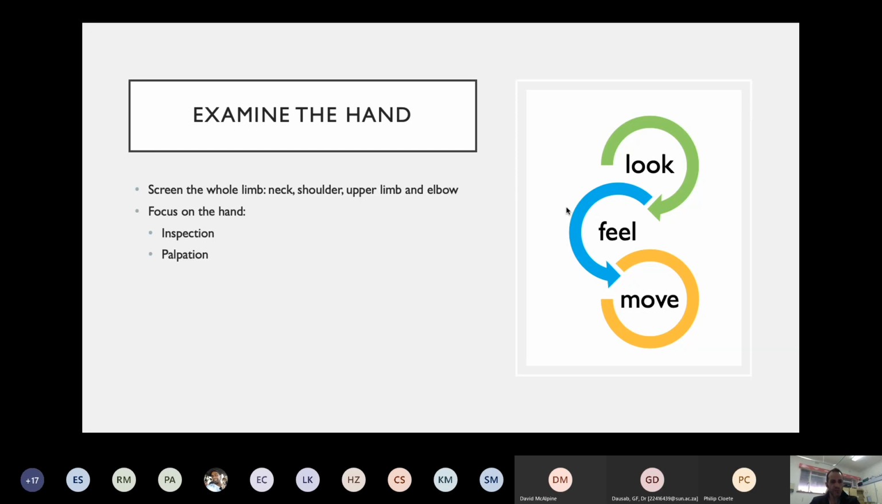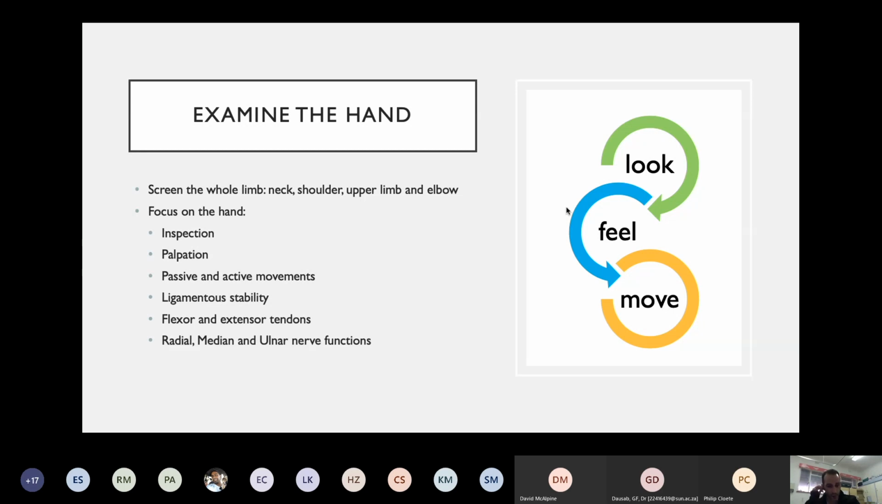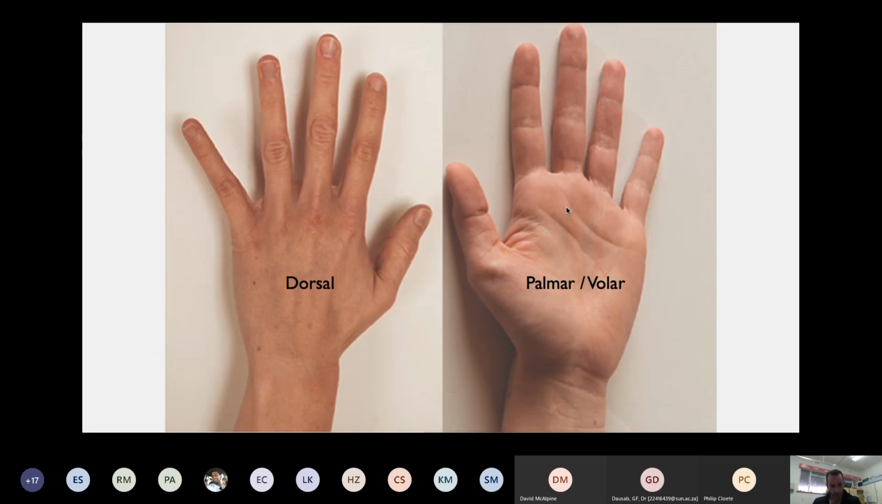So we want to inspect, palpate. I usually start from the wrist and move towards the fingers, palpating everything as I go along. We want to do passive and active movements. So what can the patient do and what can I do for the patient, and assess if there's any discrepancy. Assessing all ligaments, assessing flexor and extensor tendons, assessing radial, median, and ulnar nerve functions, and lastly, assessing vascular status, so feeling the ulnar and radial pulses.